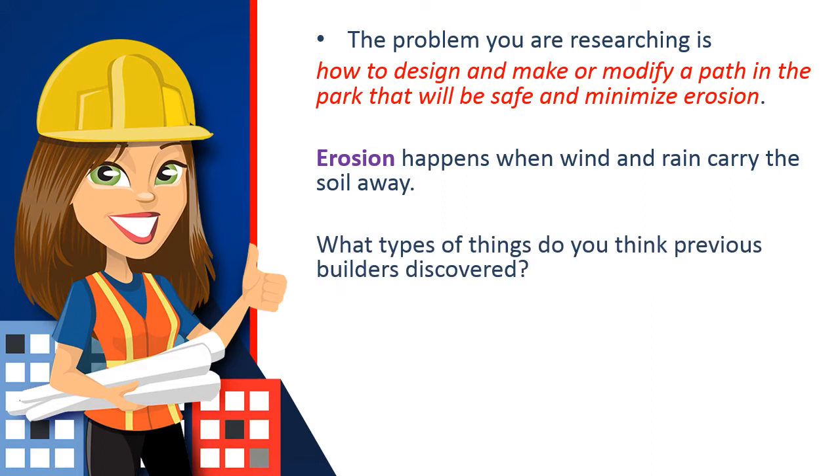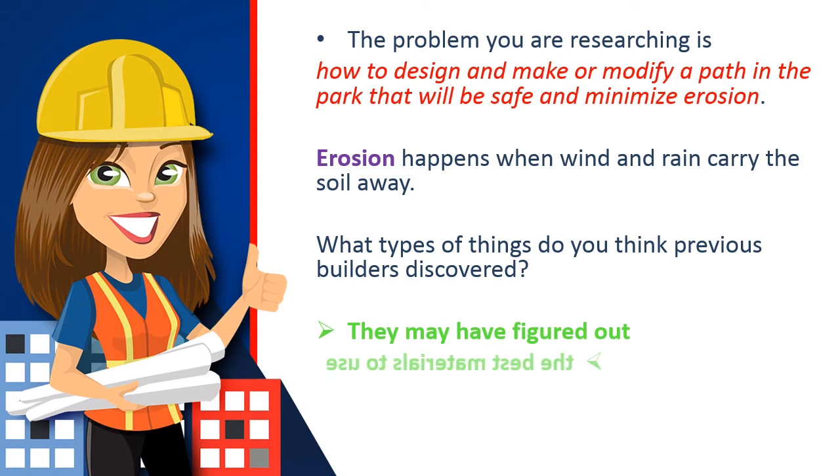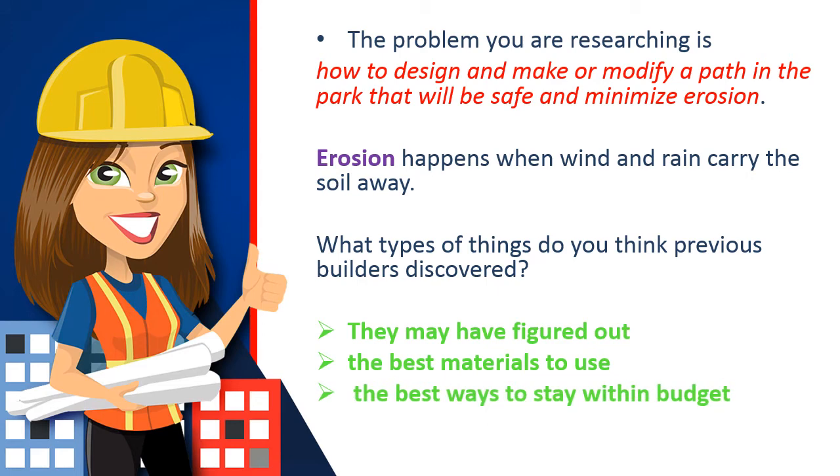What types of things do you think previous builders discovered? You have to do that research and see what other people discovered also. They may have figured out the best materials to use. Also, the best way to stay within budget, that is not overshoot the cost. And also, which plants prevent erosion?